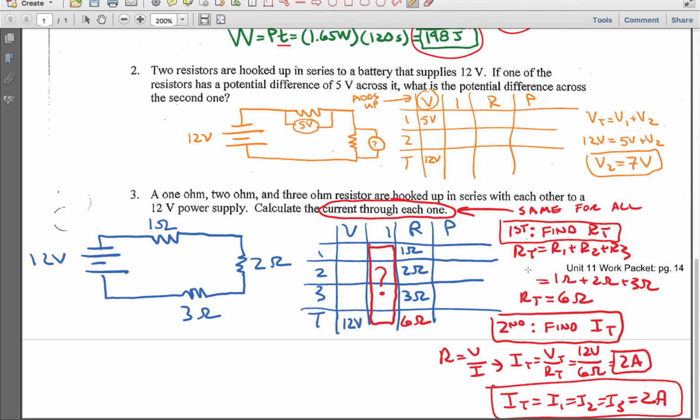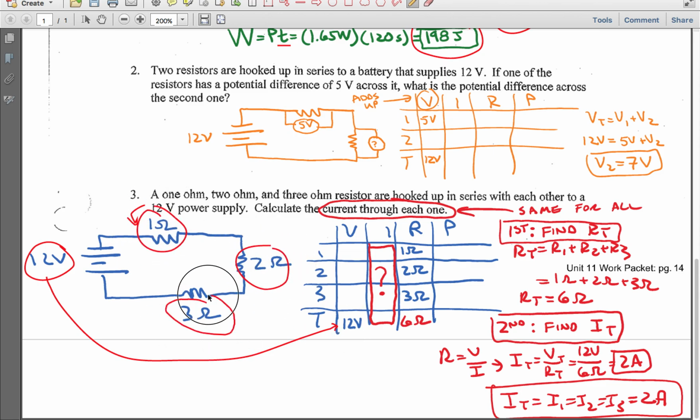Now, for example, for number 3, we have a 1 ohm, a 2 ohm, and a 3 ohm resistor. They're hooked up in series with a 12-volt power supply. So the first thing we always do, we draw our little example here. This tells me the total voltage is 12 volts. I plug that in. I create my resistors. Remember that the number of points you have on your resistors does not have to match exactly with the reference table. So you plug in all of your resistors under the resistor column. You have 1, 2, 3. That provides a total of 6.